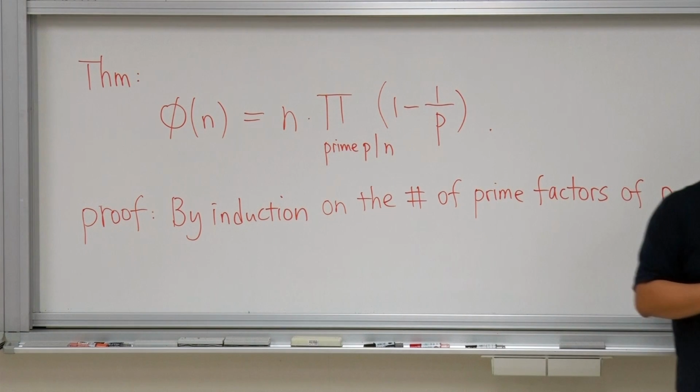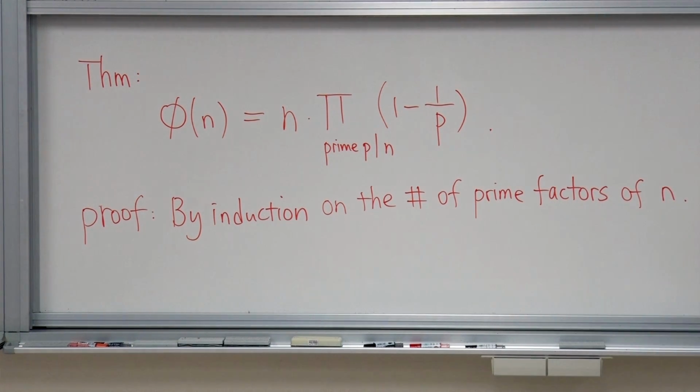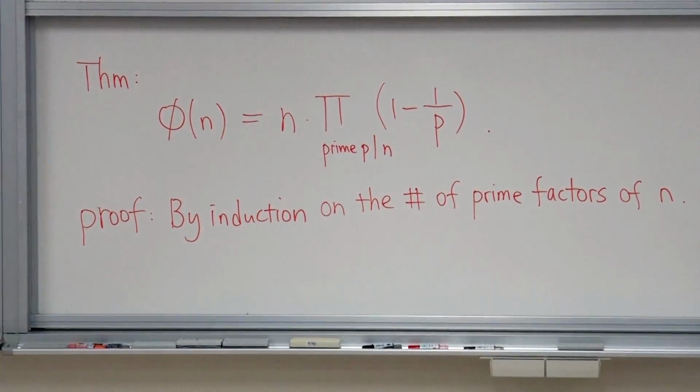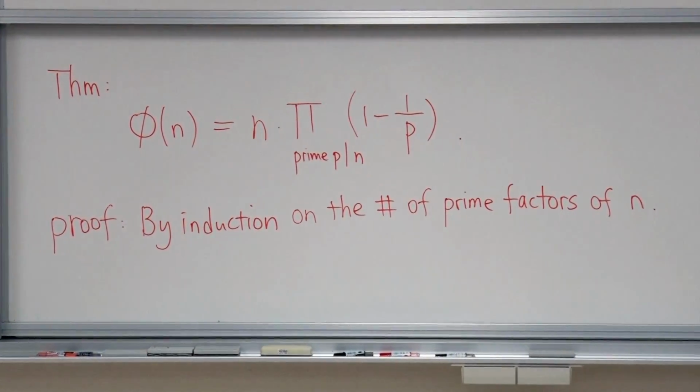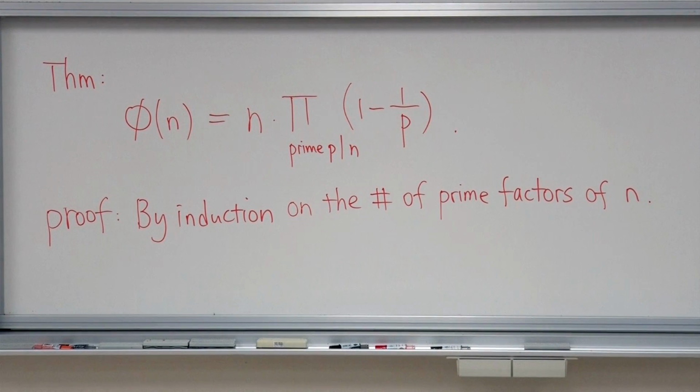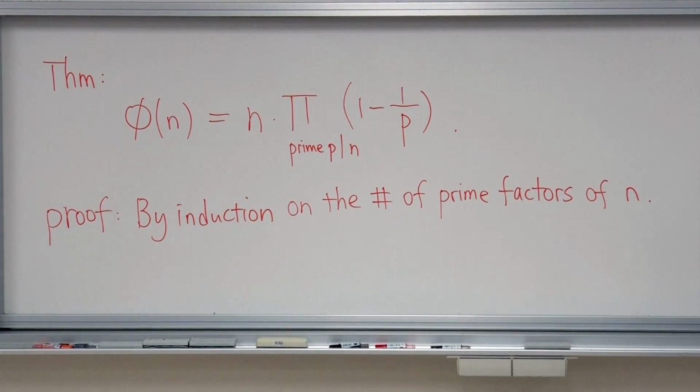Is that okay? Okay, the number of prime factors. For instance, 10 has 2 prime factors. 10 can be divided by 2 or 5. Okay, 9. 9 has only 1 prime factor. There is only 1 prime, 3, in the whole universe that can divide 9. Okay, so we are looking at the number of prime factors.